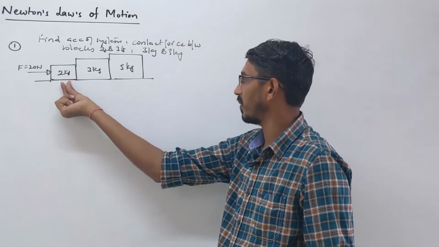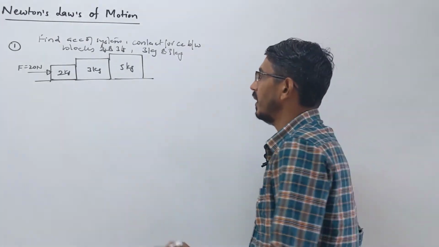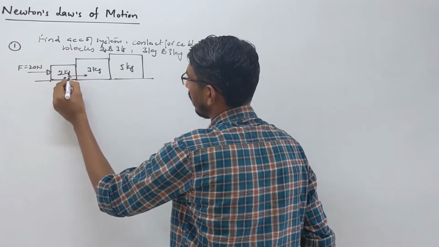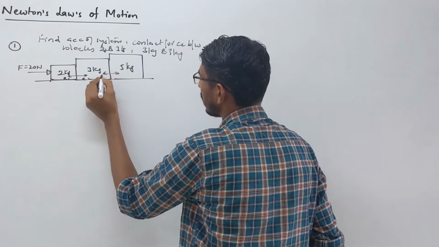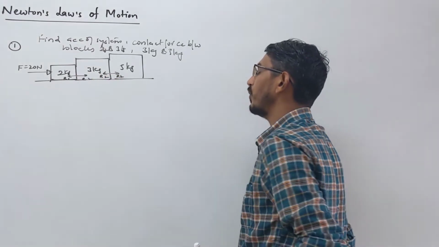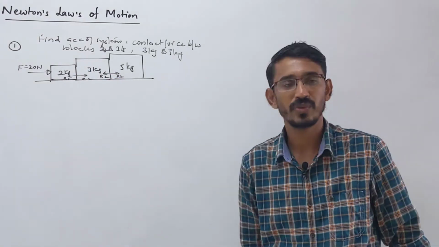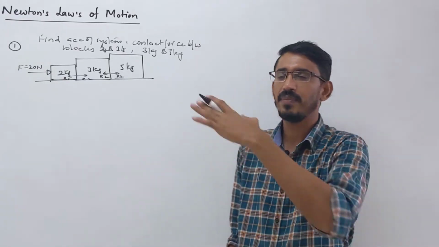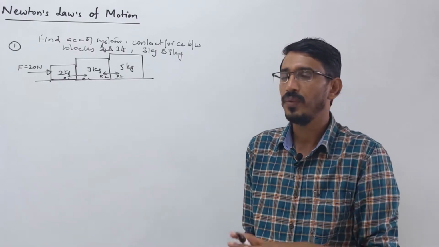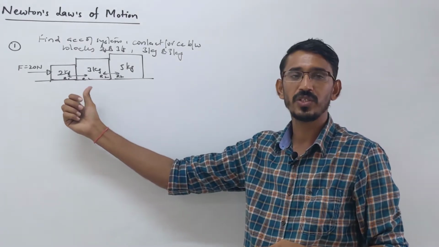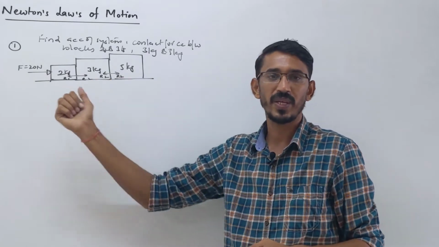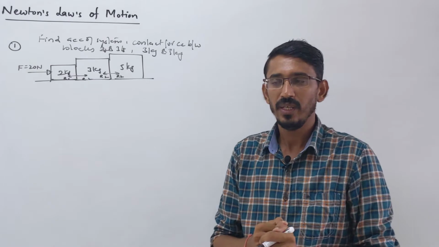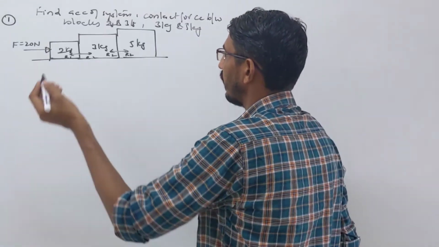There are 3 blocks, so there will be 2 contact forces between the blocks. There is also a normal reaction with the ground, but they are not asking for that. They are asking for the reaction between these two surfaces. Let's call one R1 and the other R2. We have to find these, and the acceleration of the system also. In NEET, this type of question is simple, without friction. When we come to the friction topic, friction can also be given here if the surface is not smooth, and friction force will also come in the calculations. Right now we are doing it without friction.